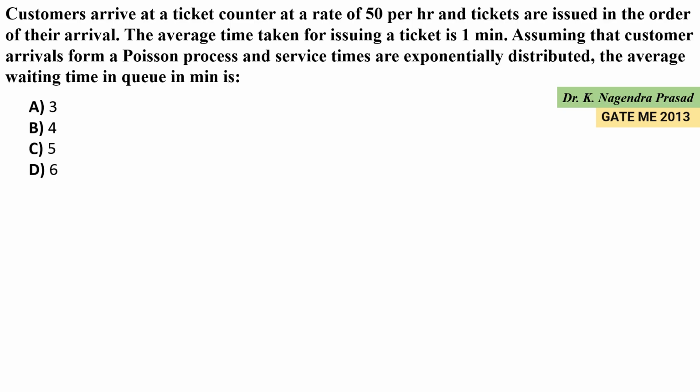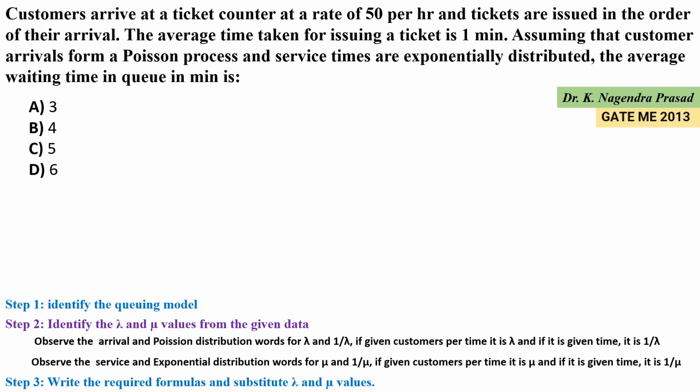And next question: customers arrive at a ticket counter at a rate of 50 per hour and tickets are issued in the order of their arrival. The average time taken for issuing a ticket is 1 minute. Assuming that customer arrivals form a Poisson process and service times are exponentially distributed, the average waiting time in queue in minutes is option A 3, option B 4, option C 5 and option D 6. So let's see the solution.